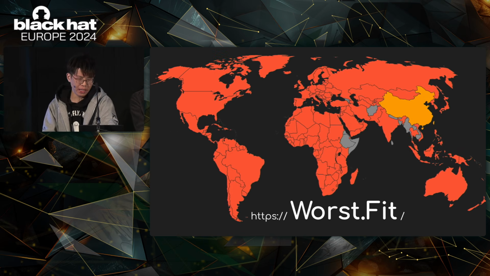Here is a world map to summarize our attacks. The countries marked in red are hardest hit, the yellow are probably affected, and the gray are safe from that. Since WorstFit is binary independent, we also created a website to check for vulnerable executables. So contributions are all welcome.